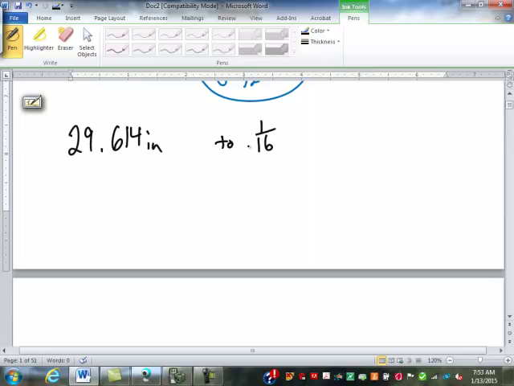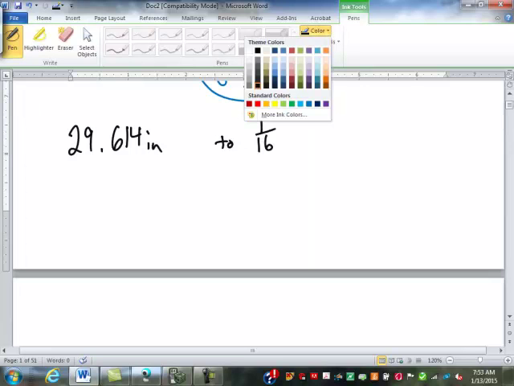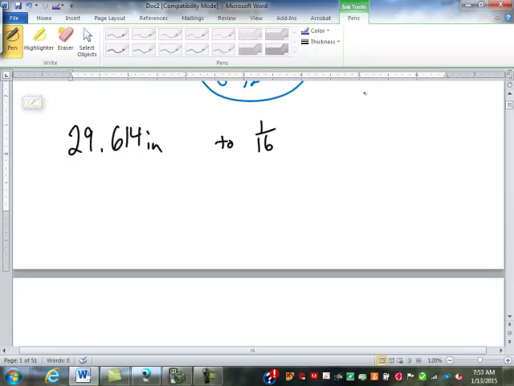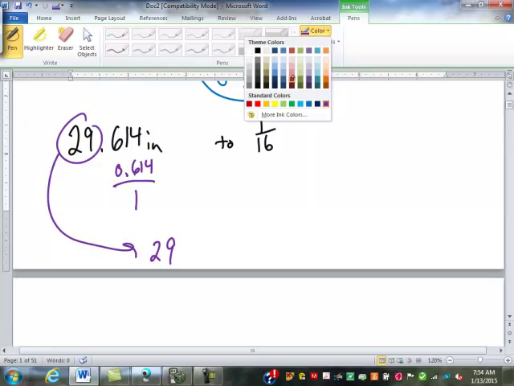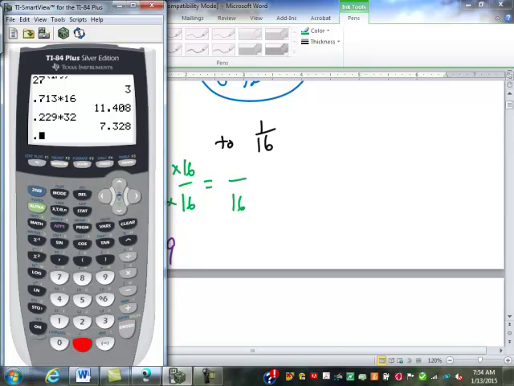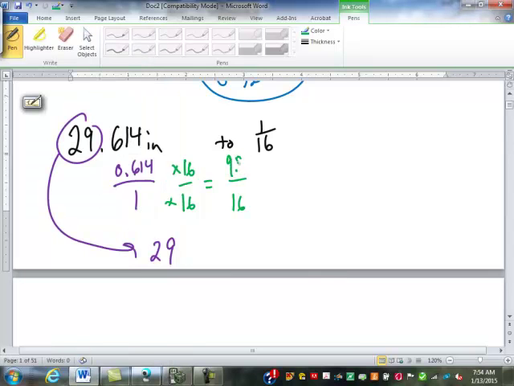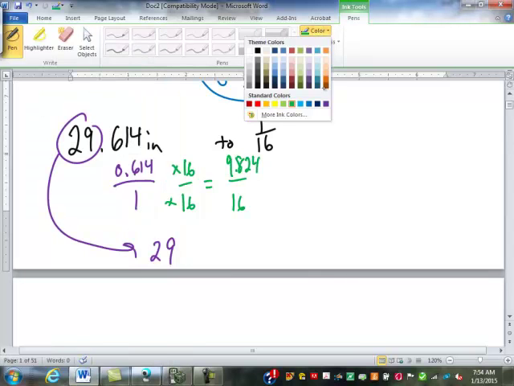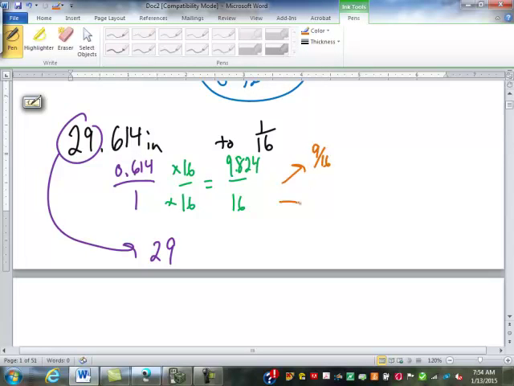So let's do this. 29.614 to the nearest 16th. You tell me what to do. So 29 just stays there. Okay. Times 16. 9.824, good. Which is going to tell us it's between 9 sixteenths and 10 sixteenths. This time it's closer to 10 sixteenths.